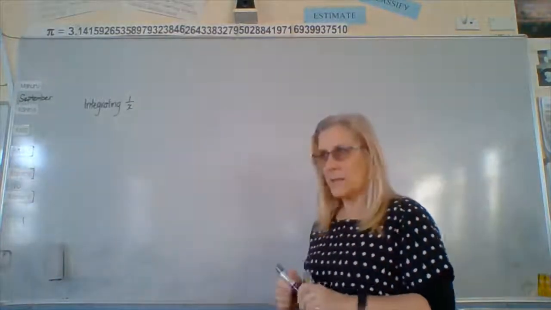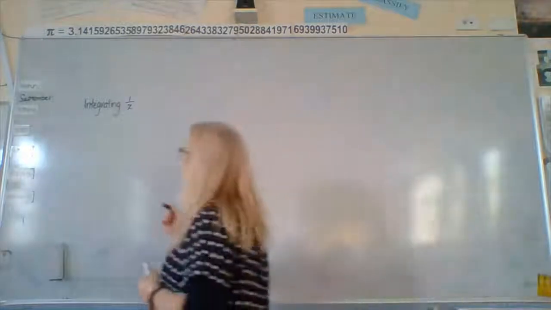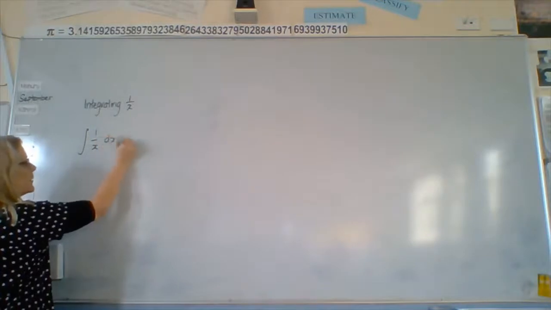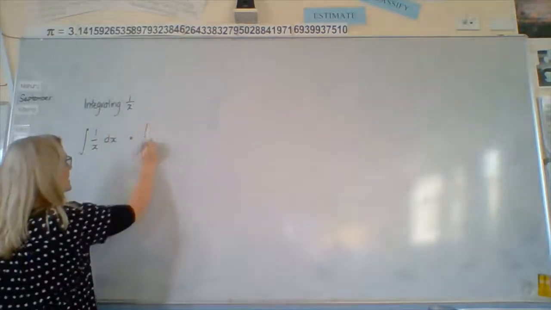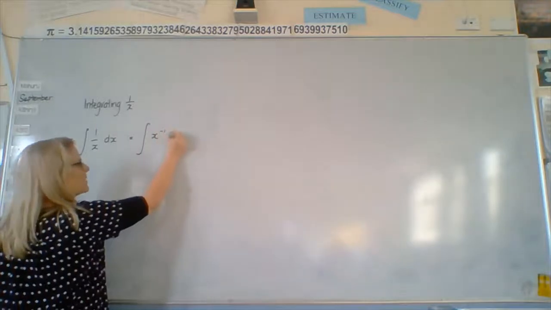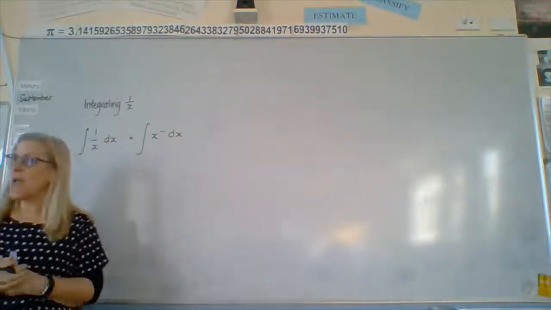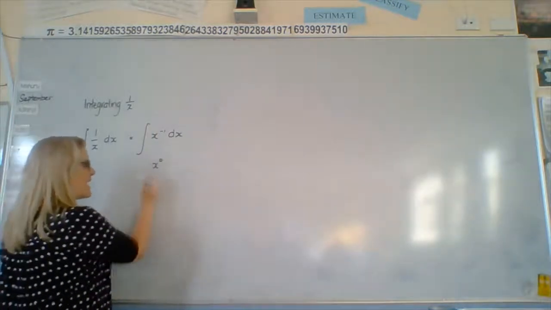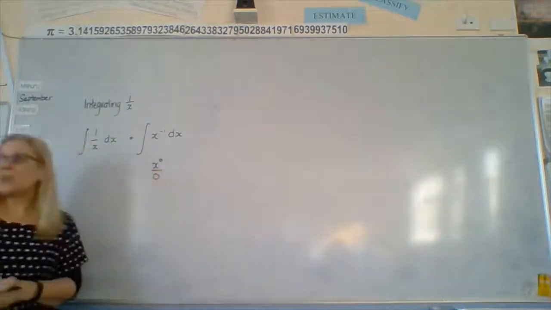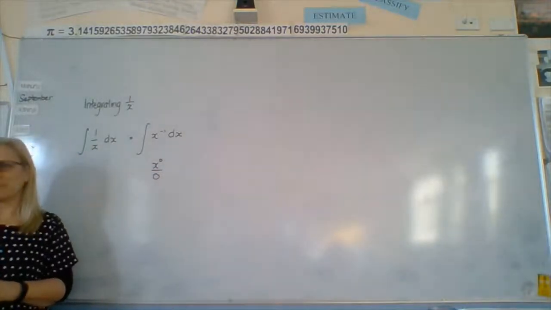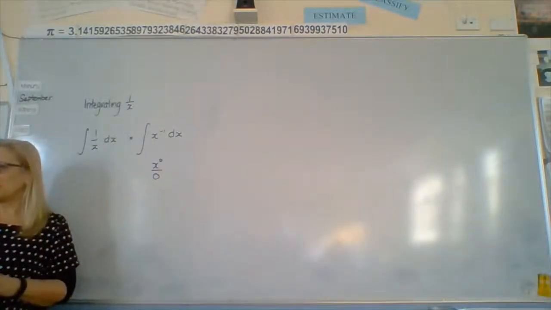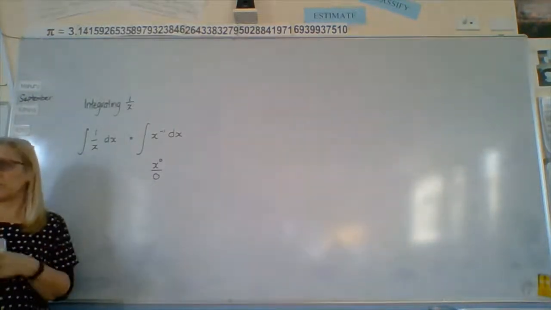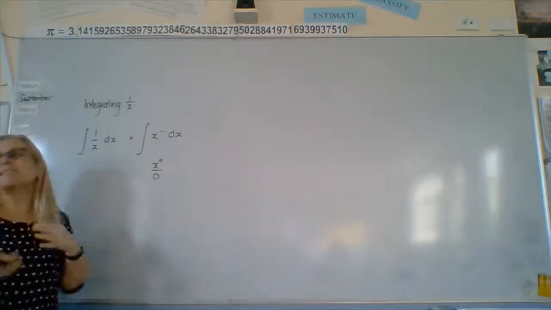Integrating 1 over x. So the story goes, if we were to integrate 1 over x, we would rewrite it as x to the -1. Then what would we do? We would add 1 to the power and divide by it. Looking good? Okay, so what would happen to that? Undefined. It would vanish, we couldn't do anything with it, it would not be useful. So therefore, there's another way to do it.